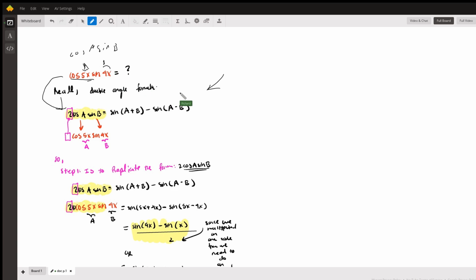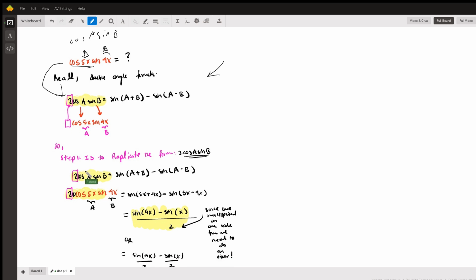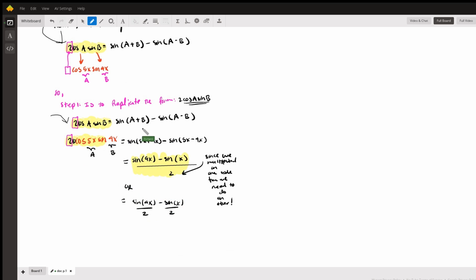So if you go ahead and look at one of the formulas, I'm going to write this a little better. You can have 2 cosine of A sine of B is equal to sine of A plus B minus sine of A minus B. So then we're given this, right? But we're missing that 2. So we need to multiply the 2 back in to have 2 cosine of A sine of B. And if we plug it into this form, we're going to get something like this.